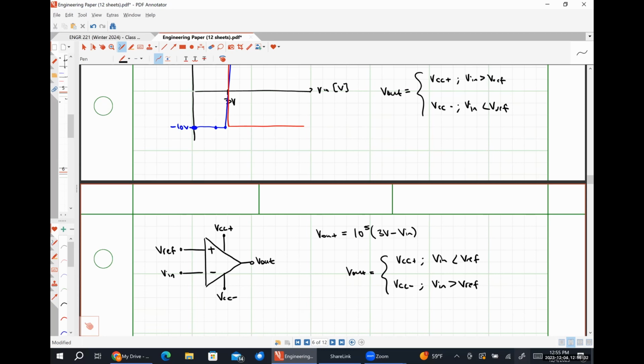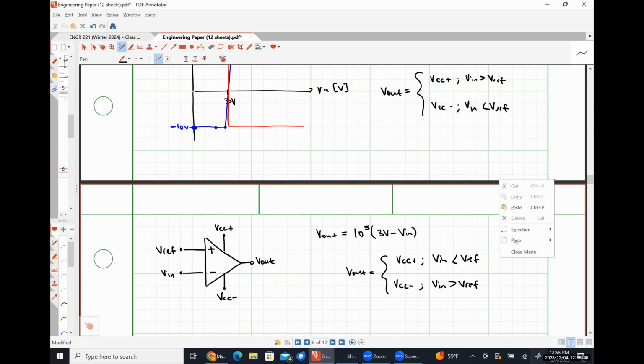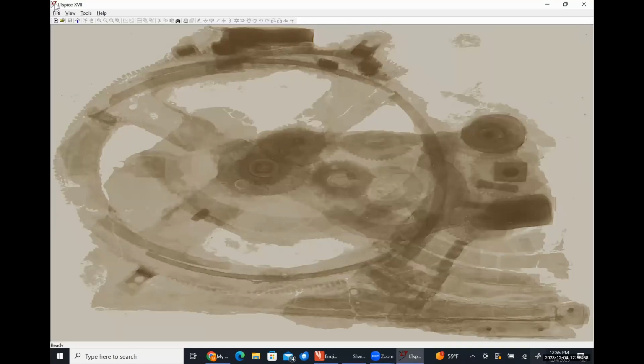So what I'm going to do now is I'm going to get on LT Spice and I'm going to implement one of these circuits. As soon as I figure out what happened to LT Spice, I thought I had it opened earlier, but maybe not.